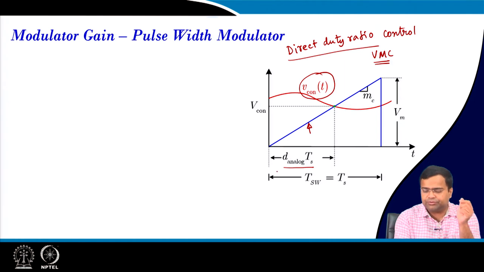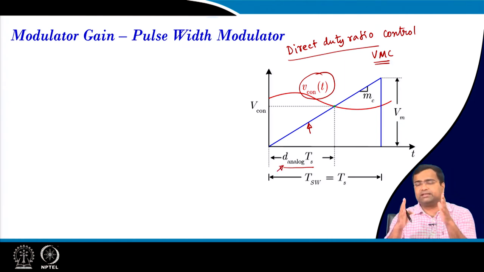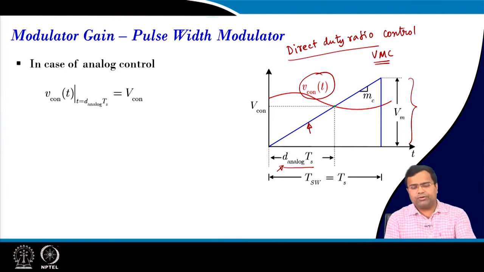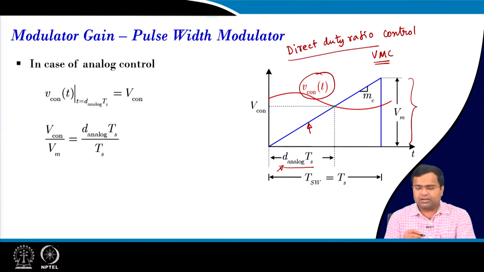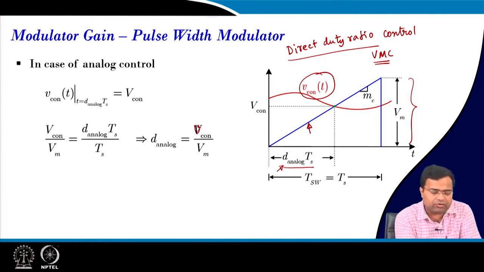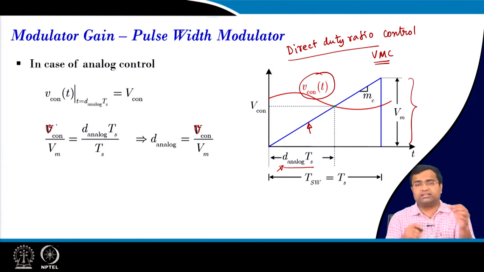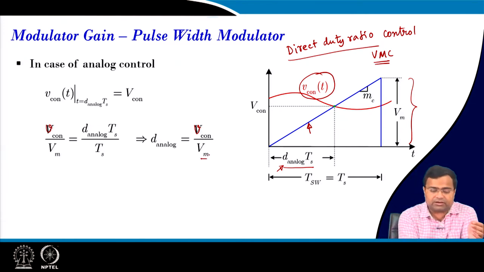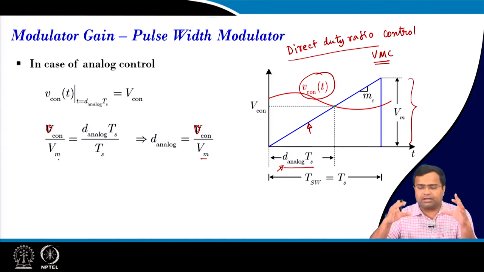So, the duty ratio using analog control is represented by D into T, that is the on time. And we know about this, and Vm is the maximum voltage for this sawtooth waveform. And we know under voltage mode control, Vcon by Vm can be written as D analog, and in that way D analog can be written as V control. V control we write small because it is an instantaneous variable, whereas Vm is the constant, that is the peak, the maximum value of the sawtooth signal.